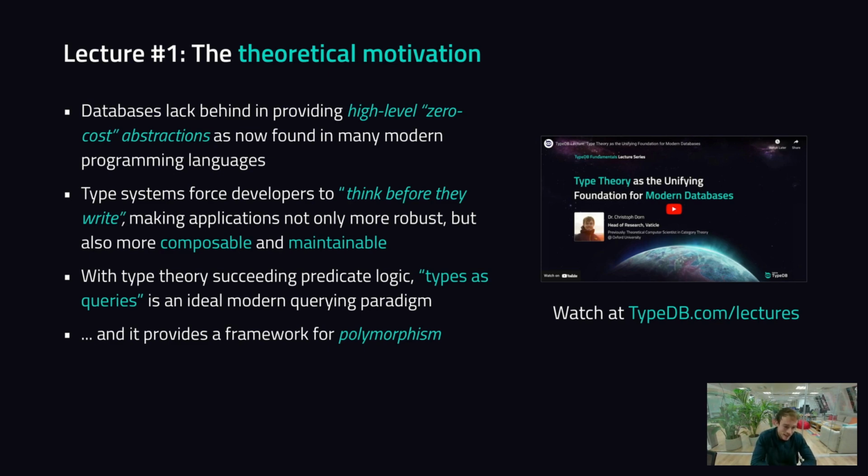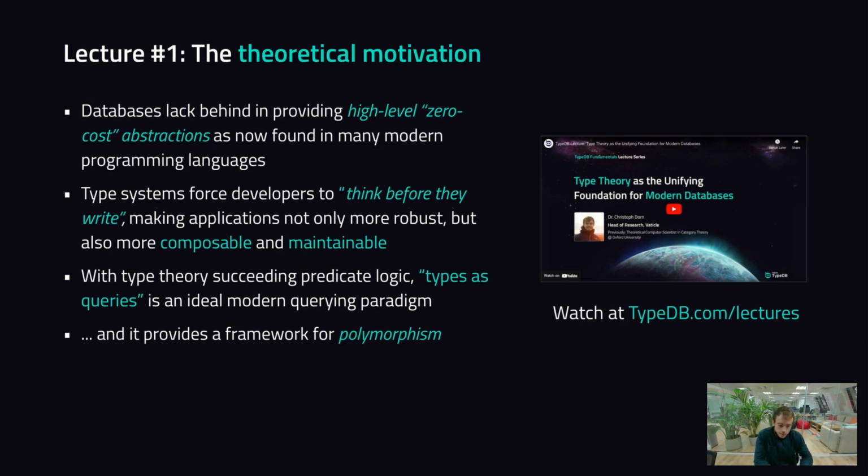All of that is at least well known and common sense in programming language theory, and in the lecture we argued that the same applies to databases, and that type systems and type theory are a very natural modern paradigm for databases, and in particular that types as queries are an ideal paradigm for building a modern query language as well. And finally, of course, type systems are a natural framework for integrating polymorphism, which was one of the goals of the talk, establishing that idea.